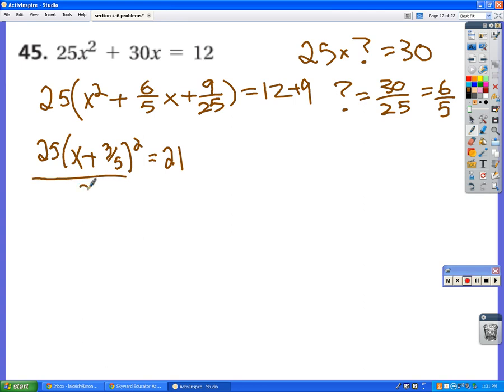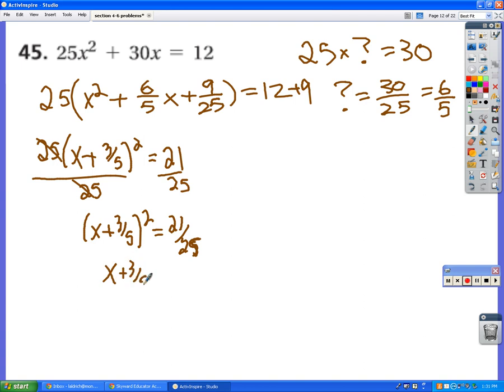Divide both sides by 25. So those cancel, and now I'm in business. X plus 3/5 squared equals 21 over 25. Okay? So just like we've been doing before, now I square root. So that gives me x plus 3/5 equals.